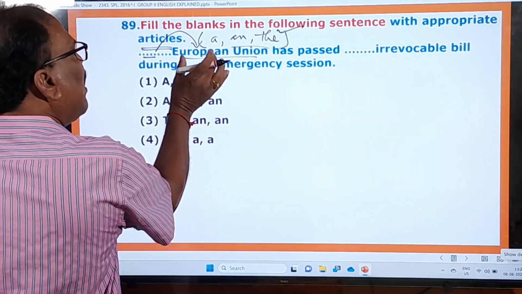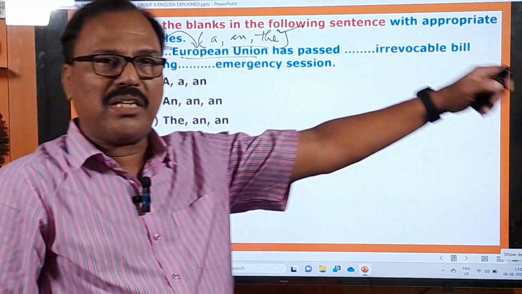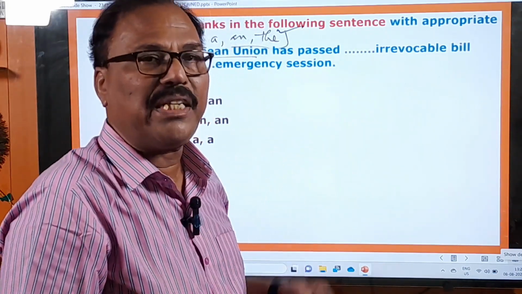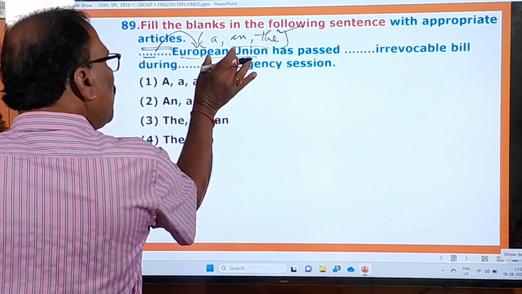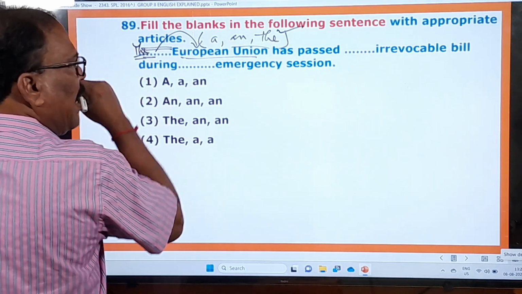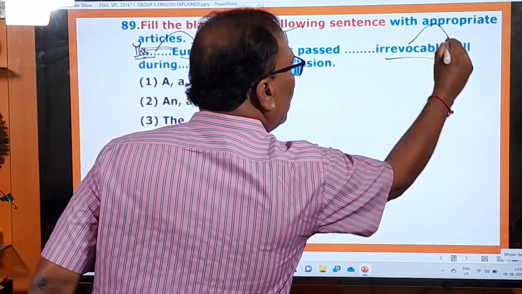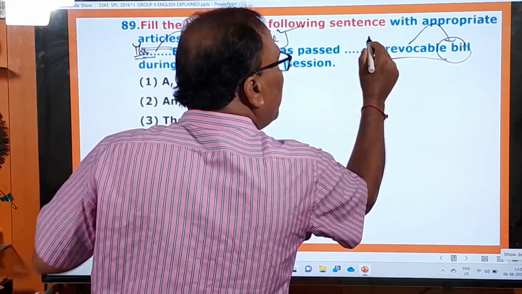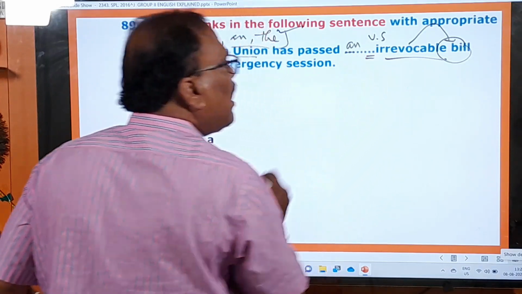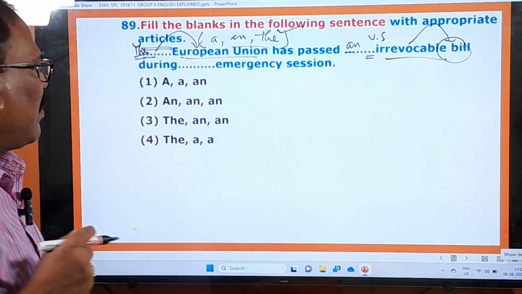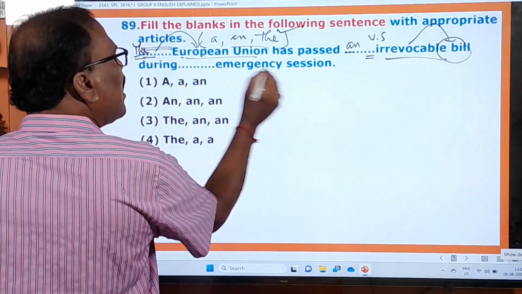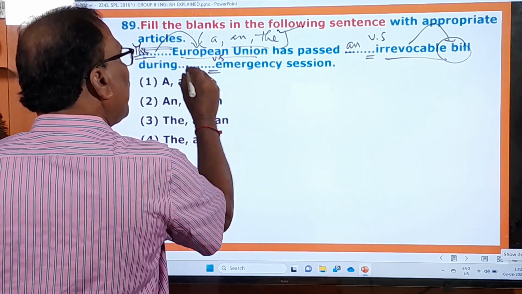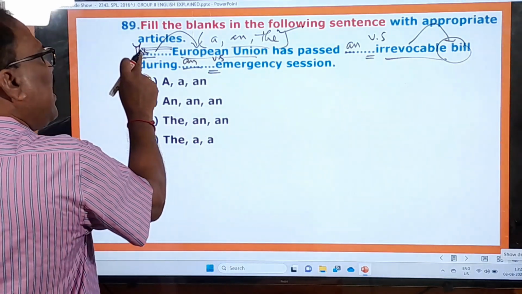So here, according to the rule, before the names of unions, parties, and organizations, we have to use the definite article. So according to that rule, we have to use the definite article "the" here. And coming to this, "irrevocable bill": it's a singular countable noun, and irrevocable begins with a vowel sound, so you say "an irrevocable bill." And "during an emergency session": emergency also begins with a vowel sound, so "an" should be here.